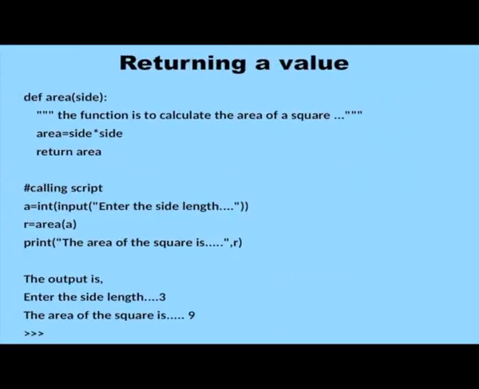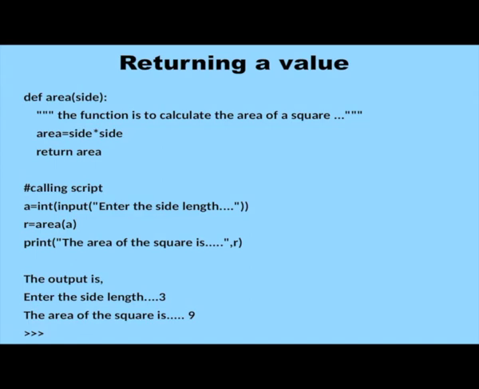Let us now see how to use the return statement in a function. Here we have a function which calculates the area of a square. So, we have defined a function having the name area with argument side. Inside the function we calculate the area by multiplying side twice, and we are returning the calculated area to the calling program.